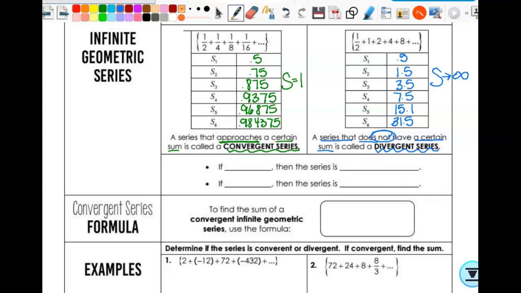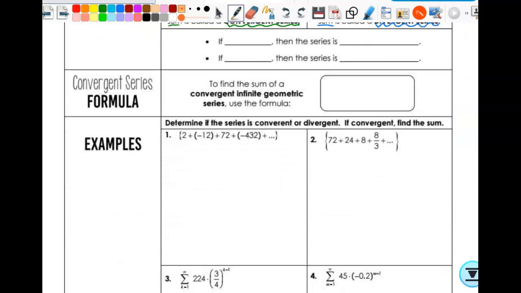So let's look at how we can decide that. If r, remember that's your common ratio, right? If the absolute value of r, so it doesn't matter if it's positive or negative, is less than 1, then the series is convergent. If the absolute value of r is greater than 1, then the series is divergent.